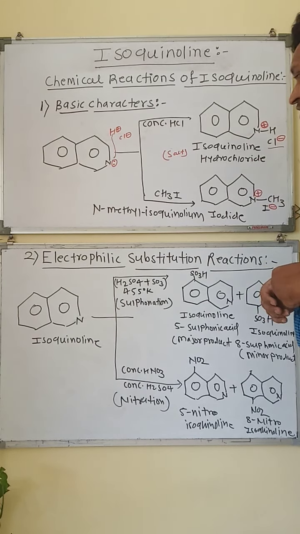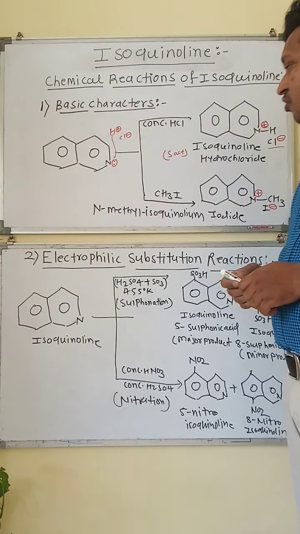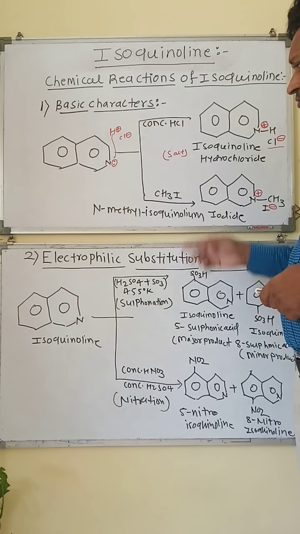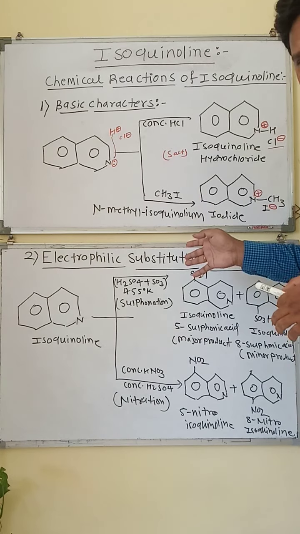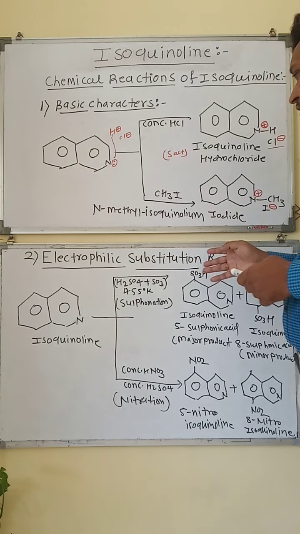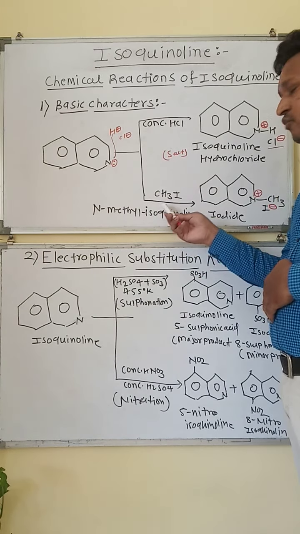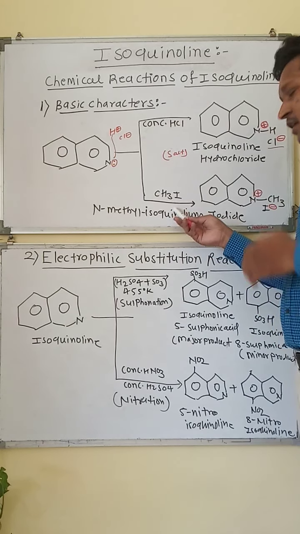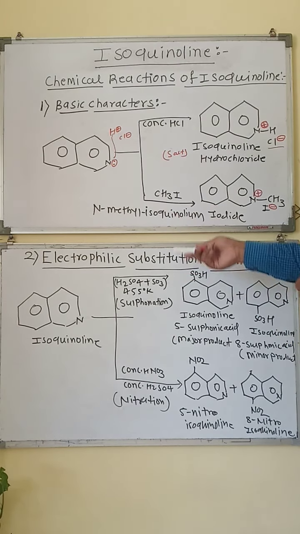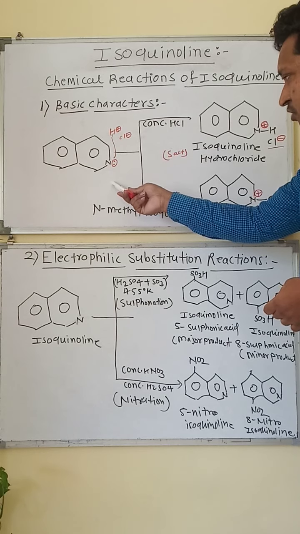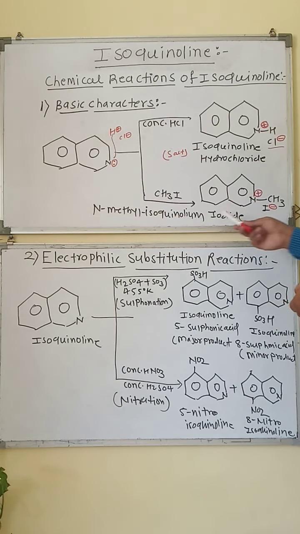Another reaction takes place between isoquinoline and alkyl halides. It gives a quaternary ammonium salt or quaternary ammonium compound. When isoquinoline reacts with methyl iodide, the alkyl halide we are taking here, it forms the quaternary ammonium salt. It is called N-methyl isoquinolinium iodide.